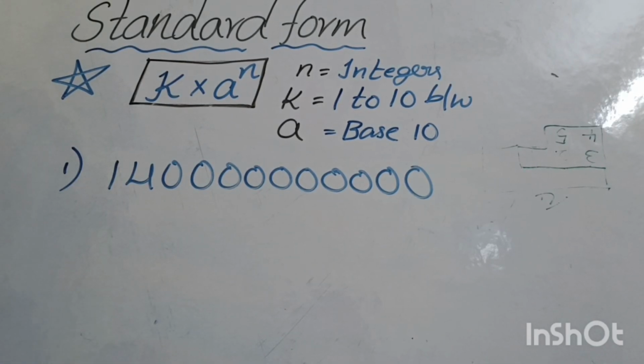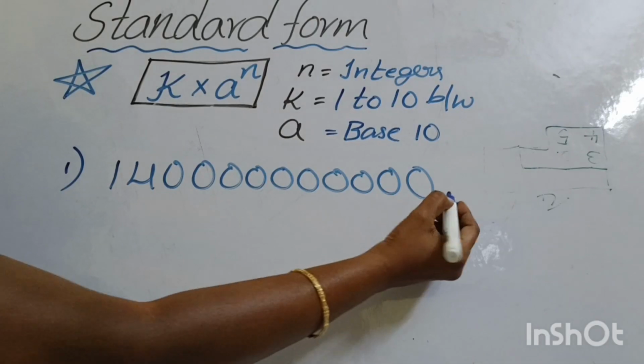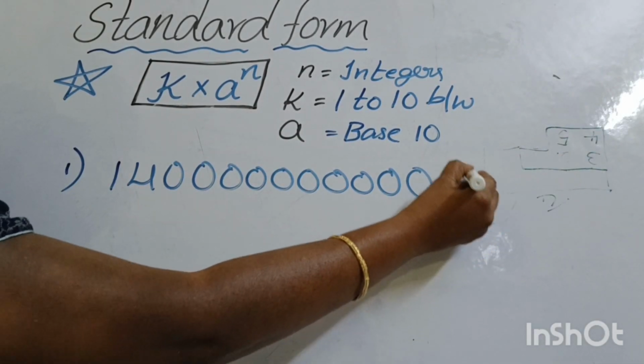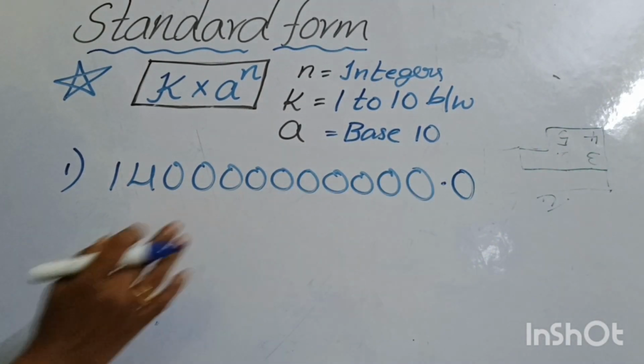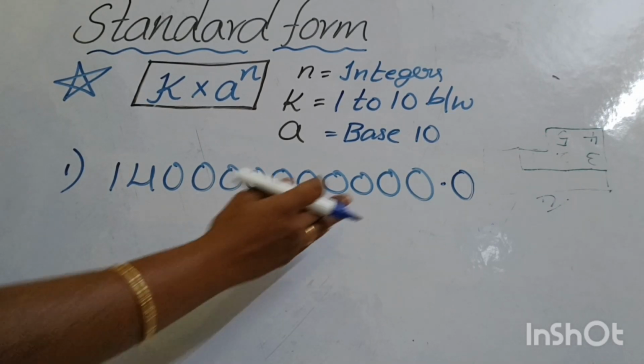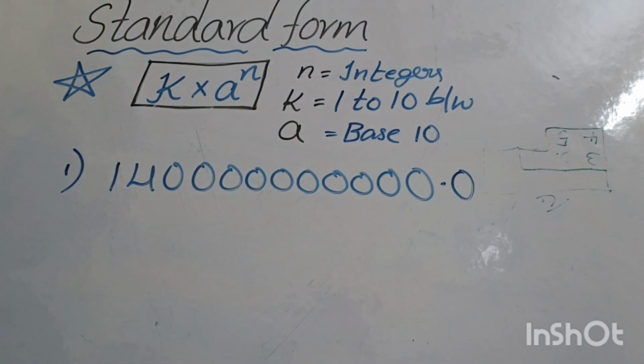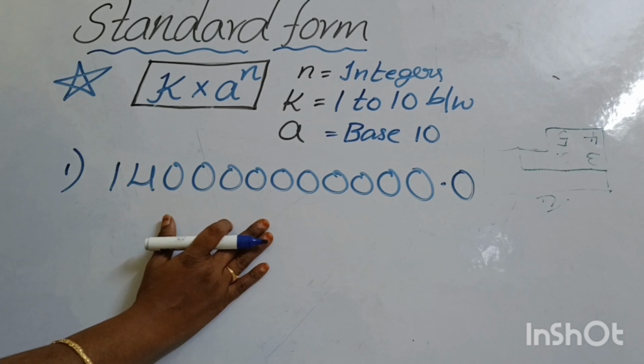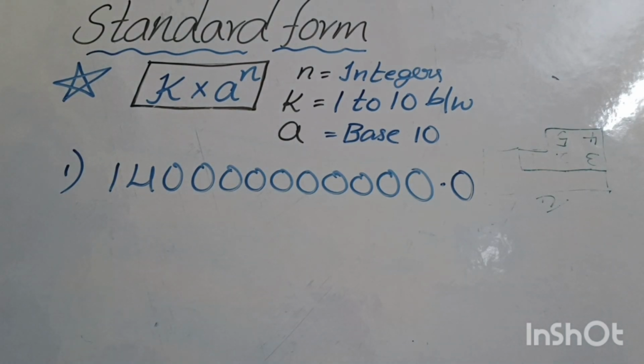This whole number, can I write it as a decimal, children? If I keep point 0, will you get any change in the question? No, we can't get it, right? Because there is no value, 0 in the decimal point, it is also equal to the same number, right? That is the reason.